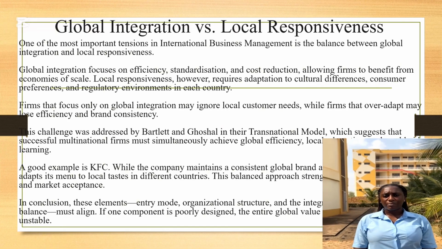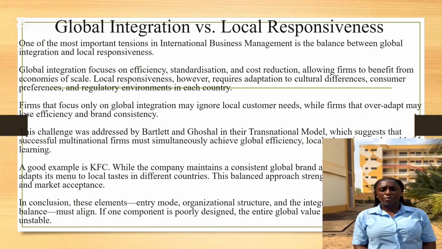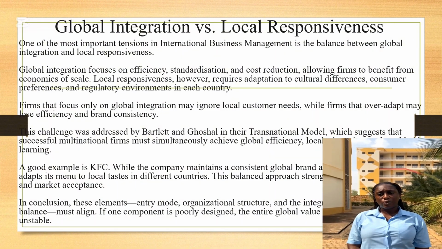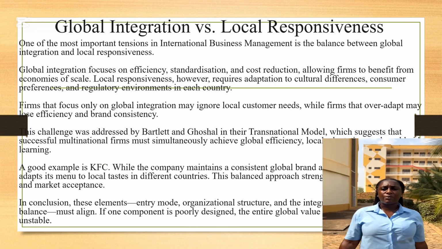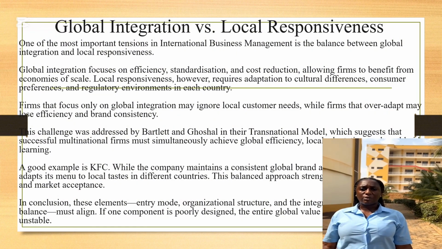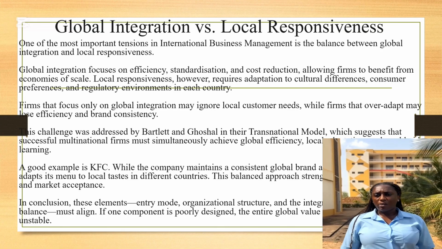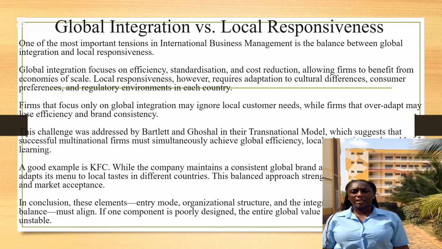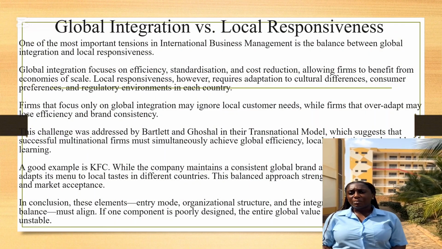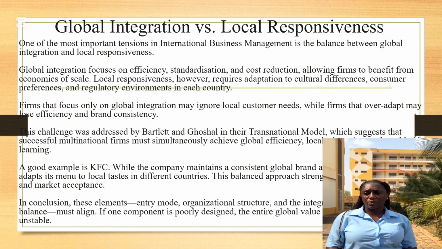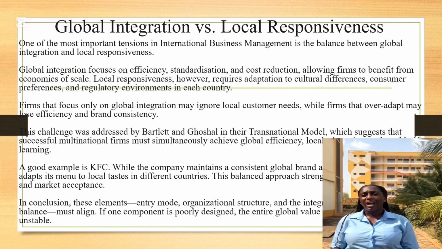Firms that focus only on global integration may ignore local consumer needs, while firms that over-adapt may lose efficiency and brand consistency. This challenge was addressed by Bartlett and Ghoshal in the transnational model, which suggests that successful multinational firms must simultaneously achieve global efficiency, local adaptation, and worldwide learning. A good example is KFC. While the company maintains a consistent global brand and operating system, it adapts its menu to local tastes in different countries. This balanced approach strengthens both competitiveness and market acceptance.